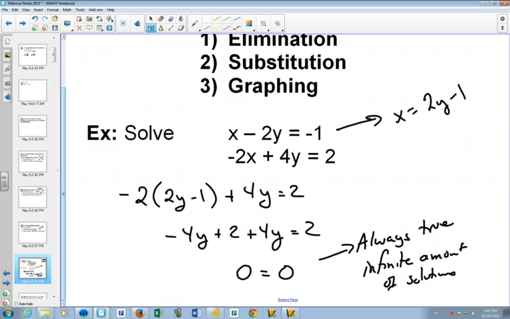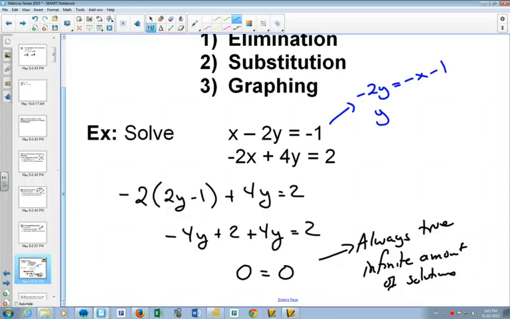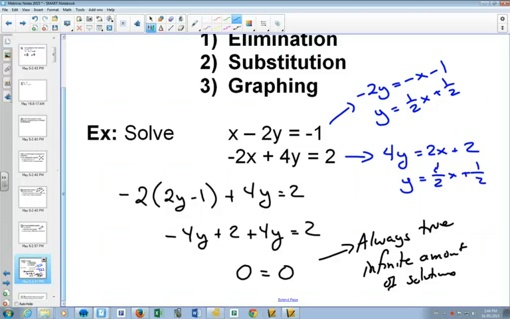Or if we would take both of our functions and rearrange them, say y equals mx plus b, because that's probably the way that you know how to graph lines best. If I would take equation 1, and I move the x over, so I get negative 2y equals negative x minus 1. Divide everything by negative 2, and I'll get 1/2 x plus 1/2. That's equation 1. Equation 2, if I move the x over, 2x plus 2, and divide everything by 4, well, 2 over 4 is 1/2, and 2 over 4 is 1/2. And I notice that both of those equations are identical.